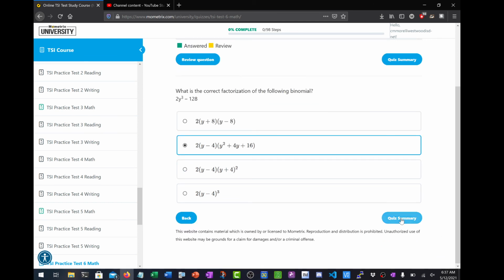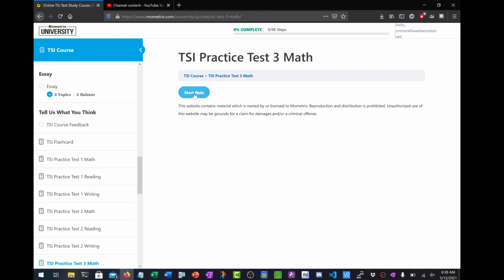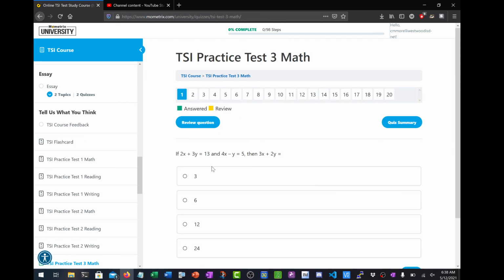Let's see what happens here. Well, I'm afraid to complete this because I don't want it to record as completed. I think you can still retake it. Before I do that, I want to see if I can retake a quiz. Let's see if it'll let me retake that quiz. Good. Okay, it will let me retake it.